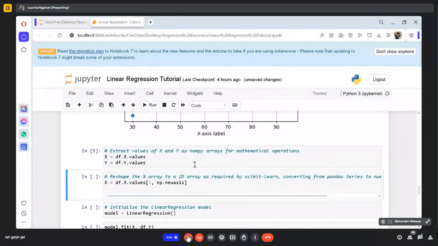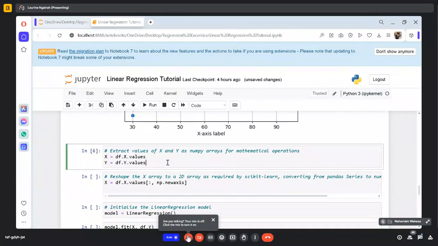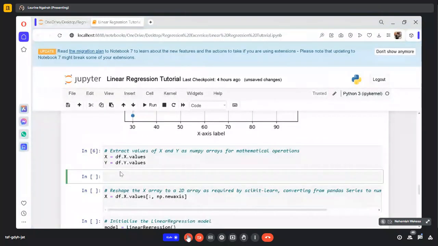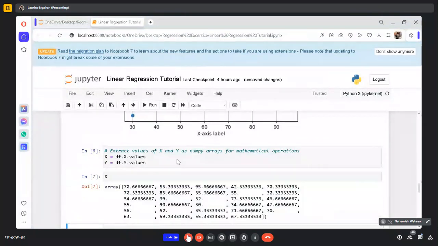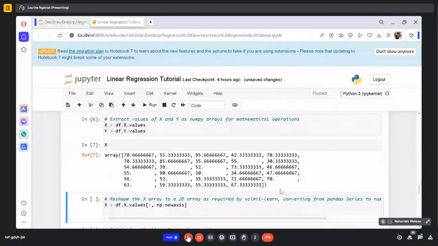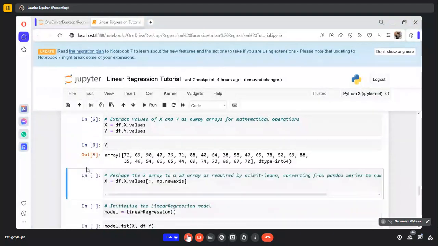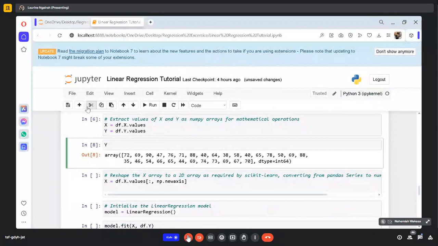So how to change it? This is the code for changing it into arrays. And if we want to check, for example, if it has changed, you see, we have our arrays. If you want to check for Y, you can see that it has changed.